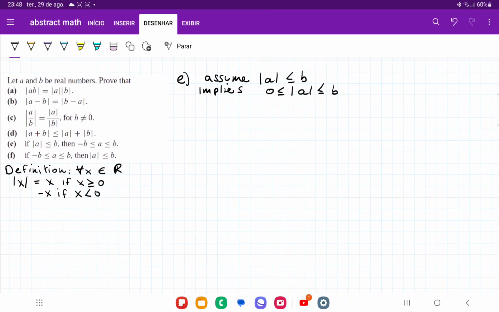So we have to consider just two cases here. So case 1 is when A is greater than or equal to 0. So if A is non-negative, it means that the absolute value of A is just A. And if the absolute value of A is just A, it means that B is greater than or equal to A, because B is greater than or equal to the absolute value of A, which is the same thing as A, and is greater than or equal to 0.